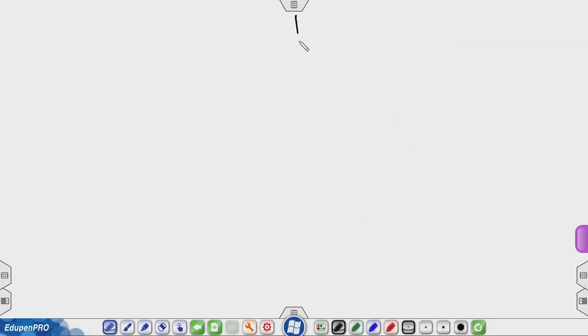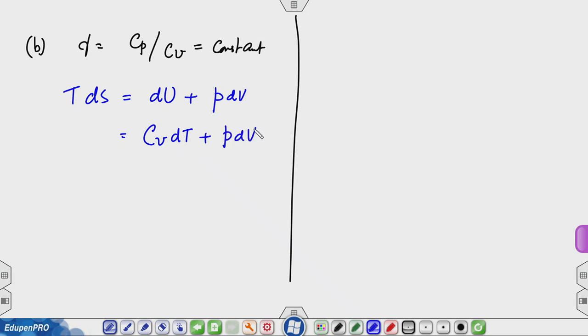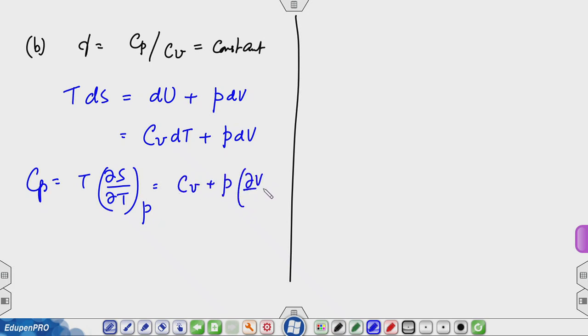Part B says that we want to show that gamma, which is Cp over Cv, is a constant. Now, from the equation T dS equals dU plus P dV, which is Cv dT plus P dV, I get Cp, which is T partial S partial T at constant pressure, is going to be equal to Cv plus P dV/dT at constant pressure. And you calculate this from the equation of state and you get Cv plus R.